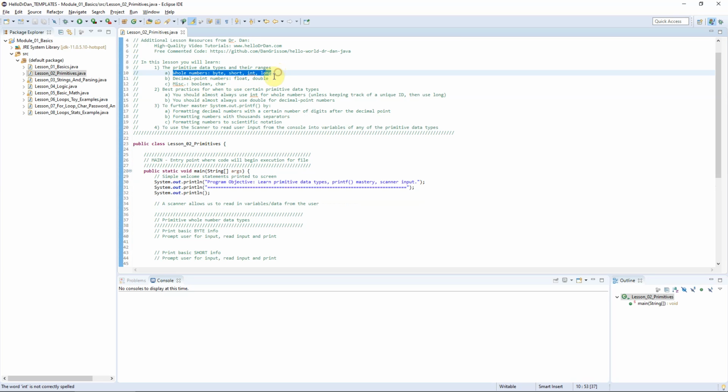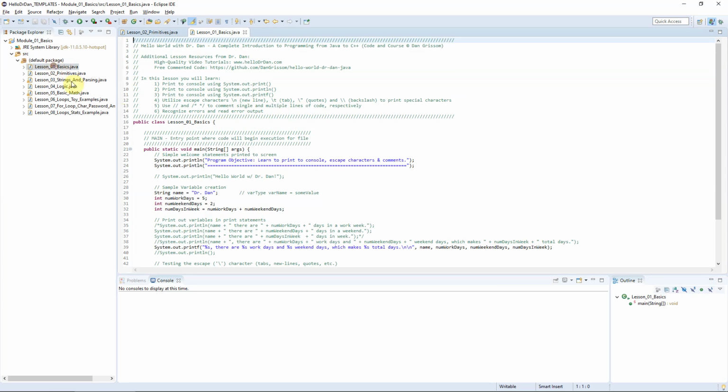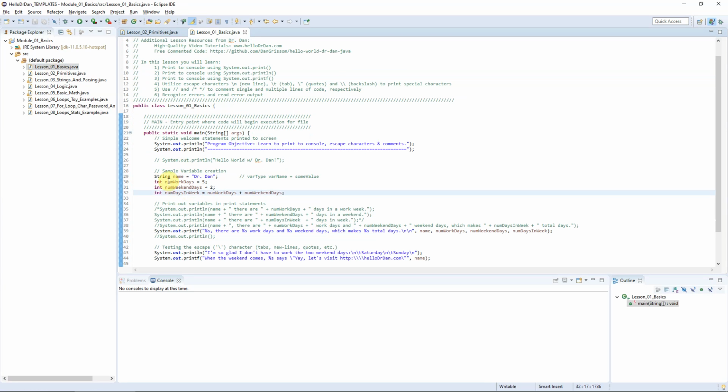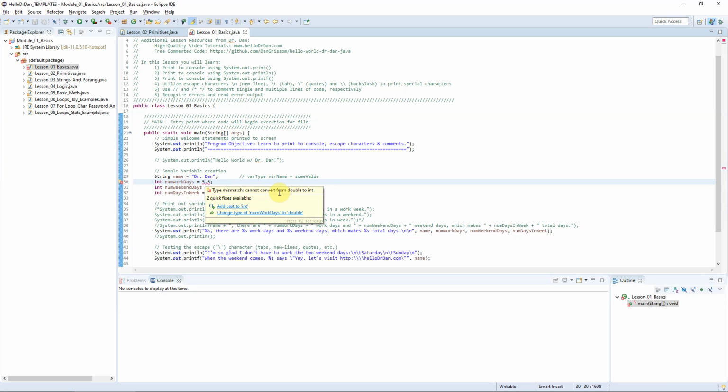We can store whole numbers in our code. We did this in lesson 1, if you look back, where we started off with integers. If you recall, we saved the value 5 into this variable called num workdays. If I had done something like 5.5, that would give me a compiler error. If I hover over, it says I cannot convert a double to an int. We're going to learn all about why this is an error in today's lesson, lesson number 2.